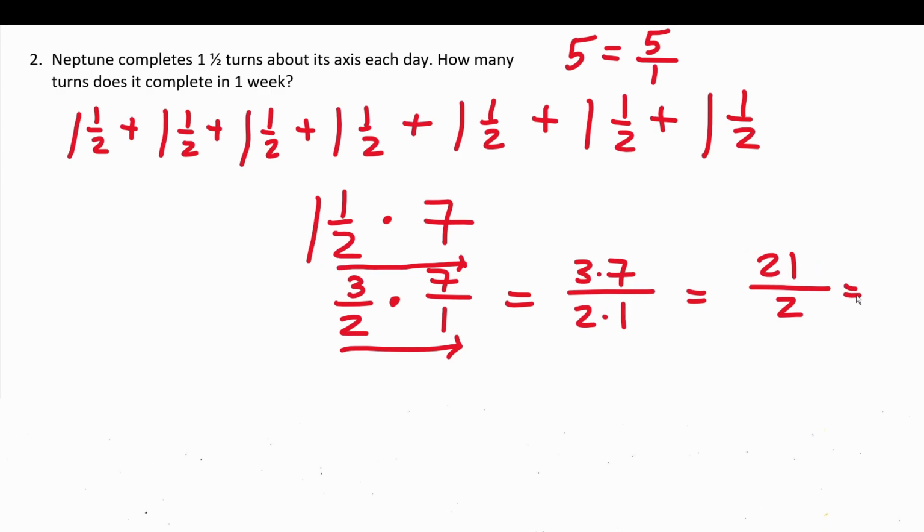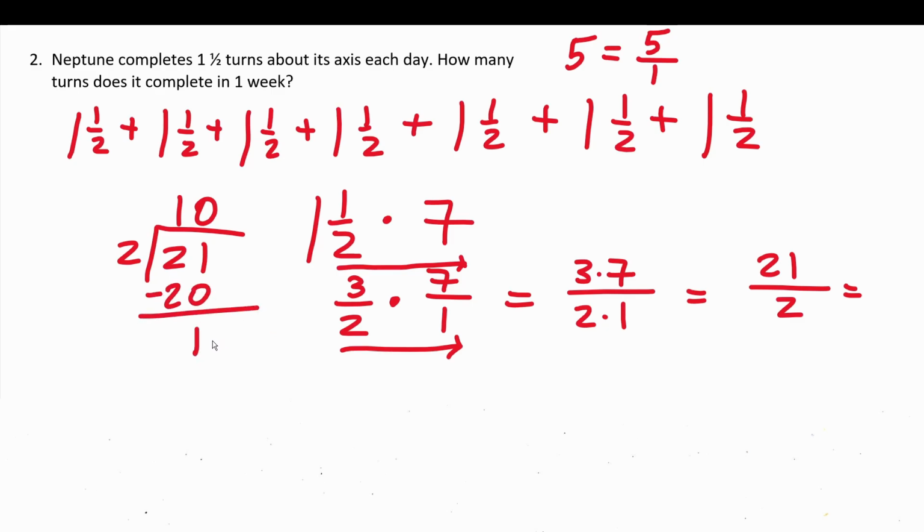So we're going to use some long division to convert this to a mixed number. Again, this fraction can be read as 21 over 2, or it can be read as 21 divided by 2. So the question becomes, how many times does 2 go into 21? Well, 2 times 10 would be 20, and 2 times 11 would be 22. So this is going to be 10. 10 times 2 is 20. 21 minus 20 is 1.